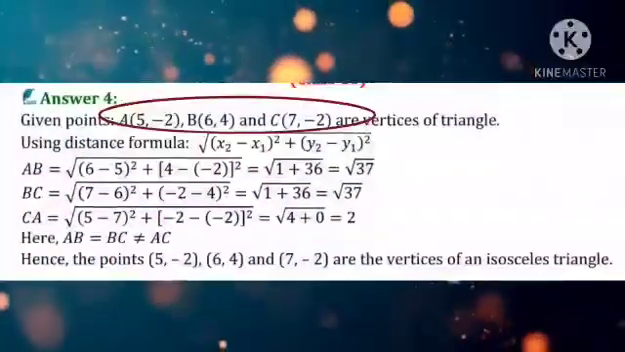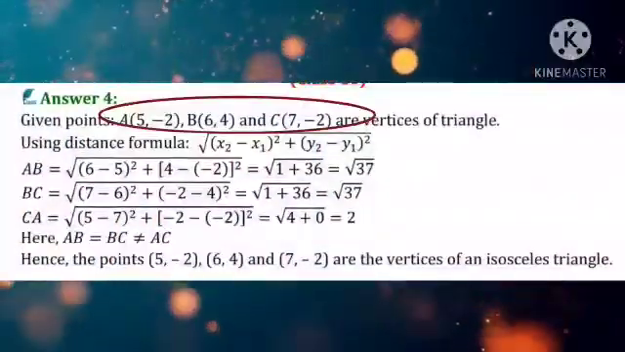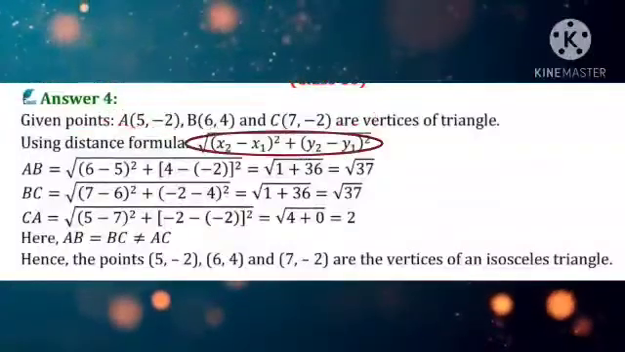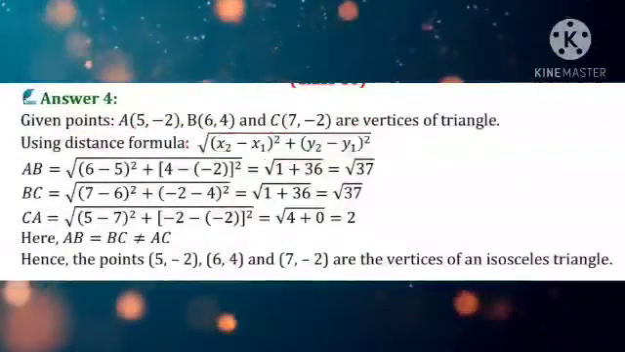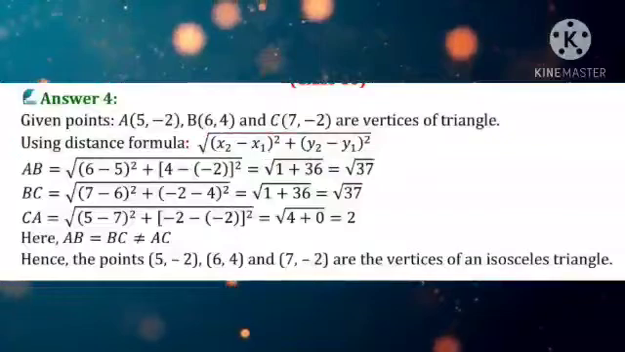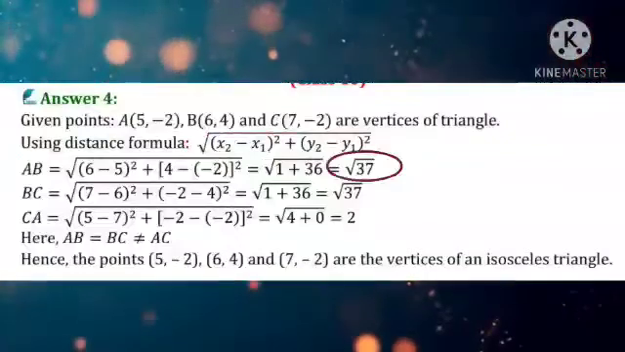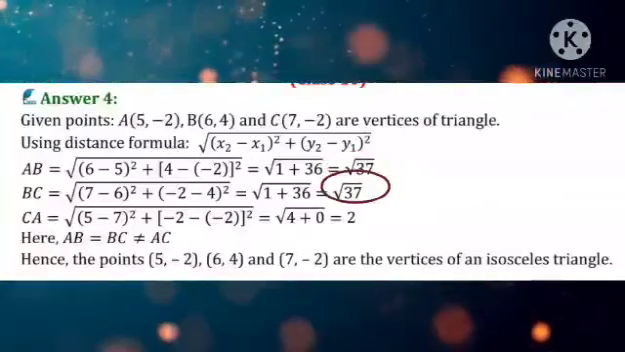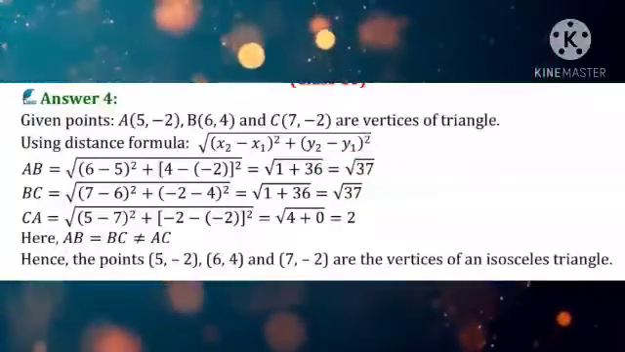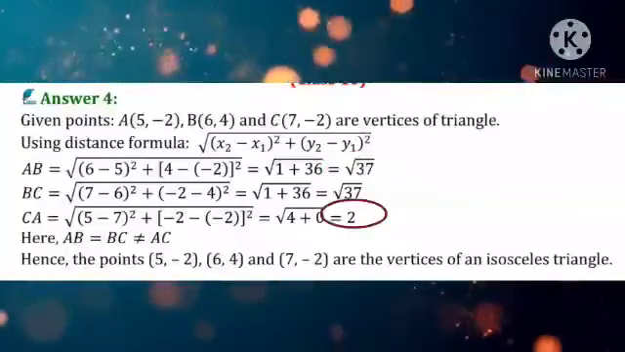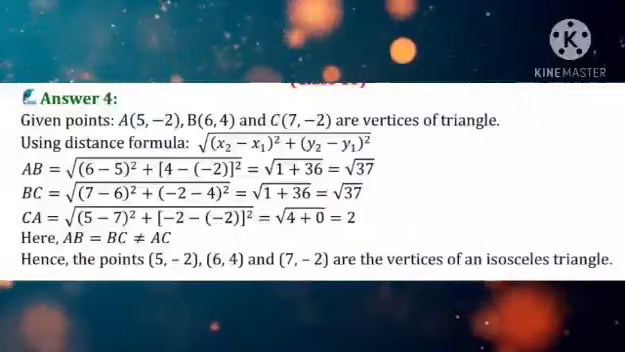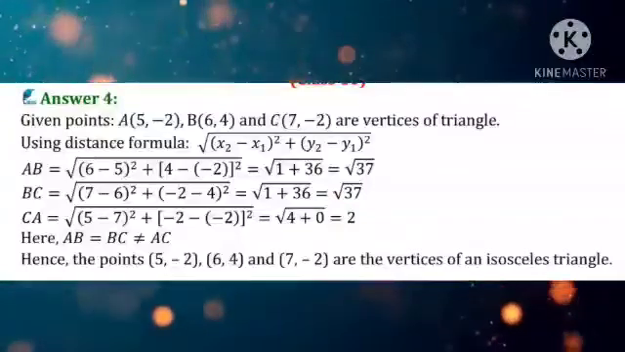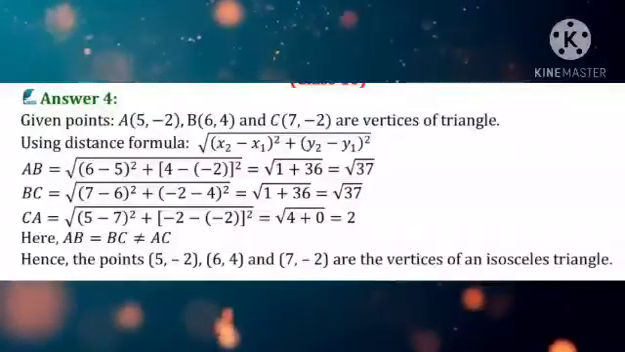Let us assume that the given points A, B and C are the vertices of a triangle. Again, by using the distance formula, we can find the lengths of AB, BC and CA. Dear students, we can see clearly that the length of AB becomes root 37 units and the length of BC also comes root 37 units and the length of CA is 2 units. As here the length of AB is equal to the length of BC, we can say that the triangle ABC is an isosceles triangle and the given points are the vertices of an isosceles triangle.